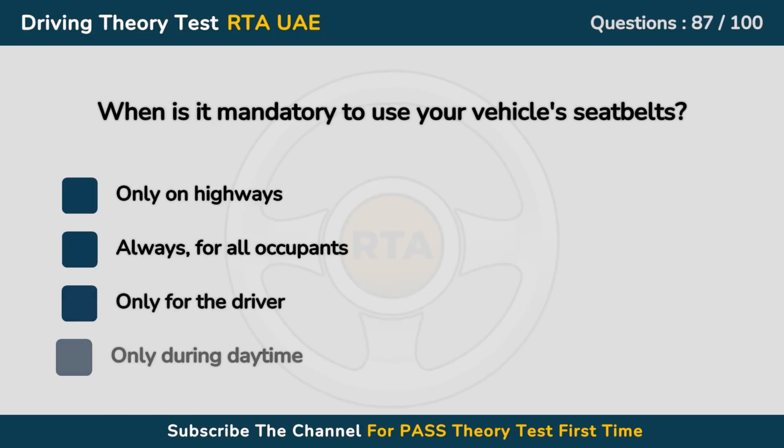Question 87. When is it mandatory to use your seat belts? A. Only on highways, B. Always for all occupants, C. Only for the driver, D. Only during daytime.